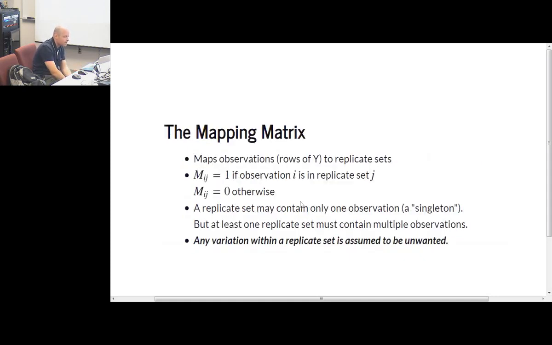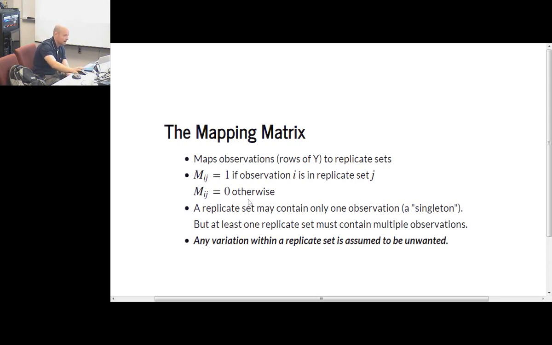What I mean by the mapping matrix is a matrix of dummy variables where for row i and column j of this matrix, it's 1 if observation i is in replicate set j, and it's 0 otherwise. So basically, each column of this mapping matrix represents a set of replicates, and the rows of that column that are 1 tell you which of the microarrays are part of that set of replicates.